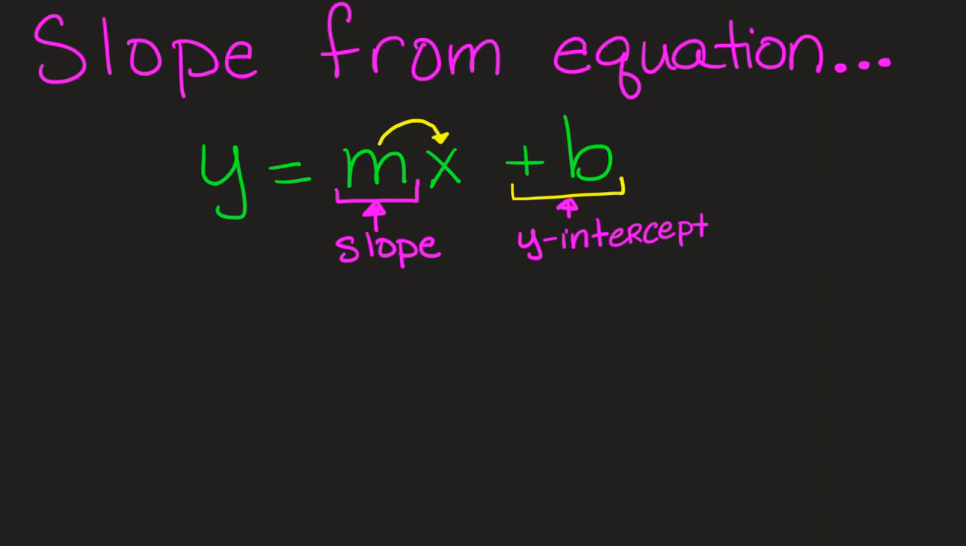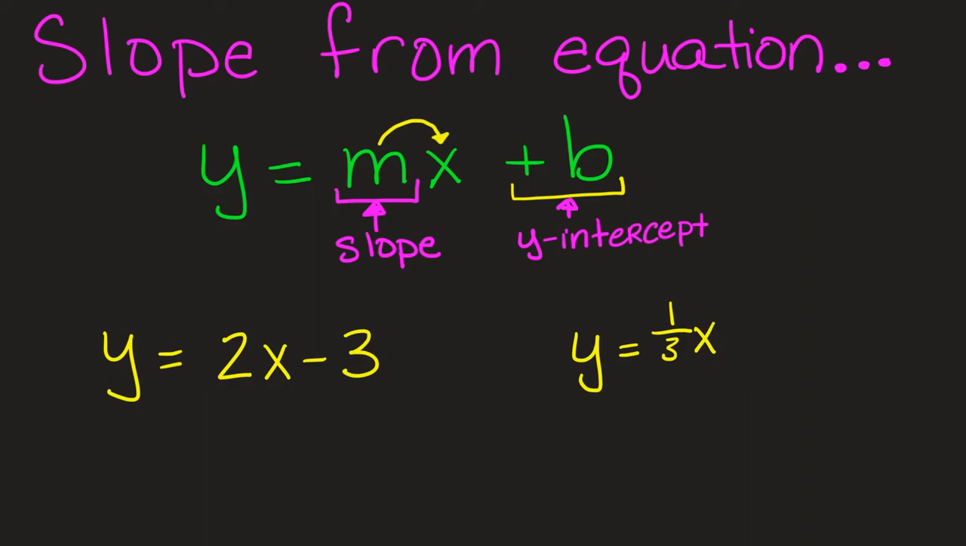So for an example, if you had y equals 2x minus 3, you could maybe have y equals 1 over 3x without anything else next to it. That's it. So on the first one, see, here's the x. So in front of the x is a 2. So my slope equals 2. On the next equation, here's my x. In front of x or attached to x is 1/3. So my slope equals 1 over 3.